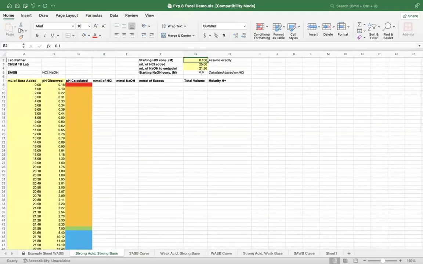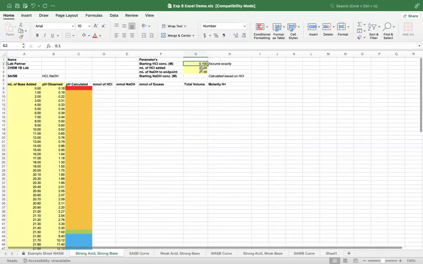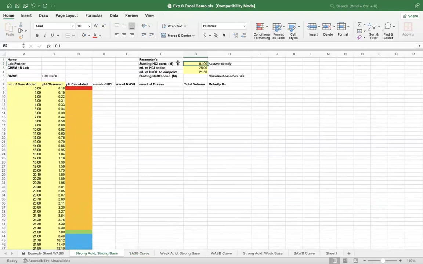Initially, I believe this might be empty on yours. I don't remember when I filled it in. But we started with the HCl concentration being 0.1. We started with 25 milliliters of HCl in the flask. And you guys recorded how many milliliters it took to reach the endpoint. This was gathered during the initial titration with the color changing. So those were the two pieces of information that you recorded.